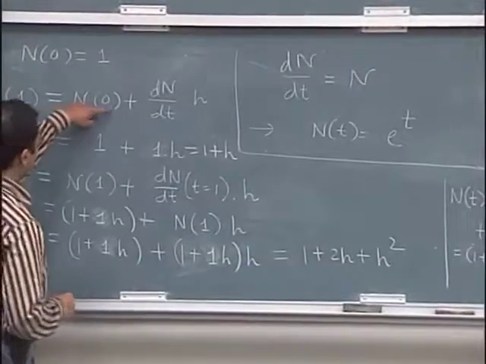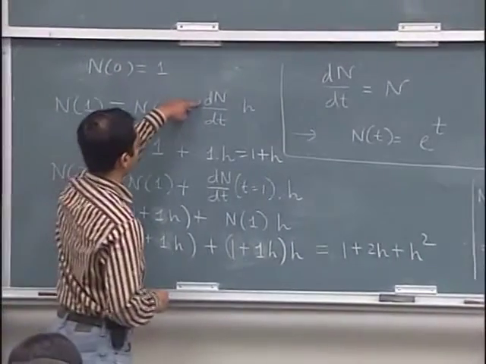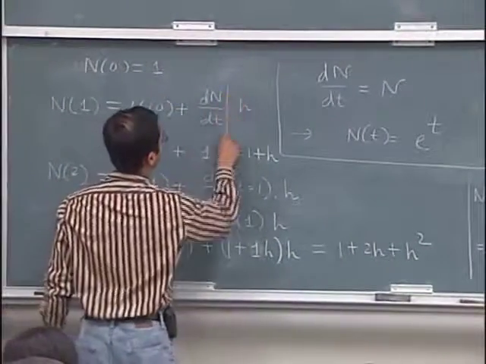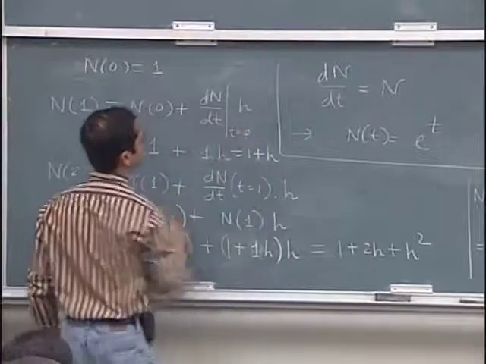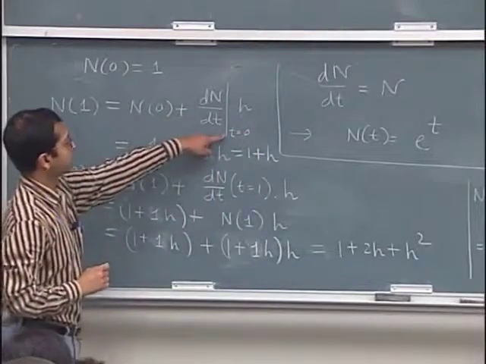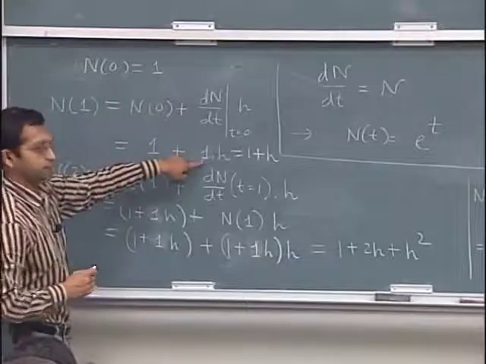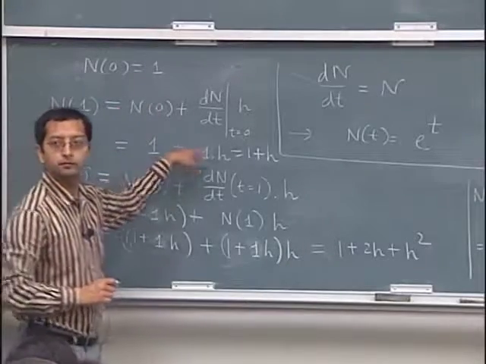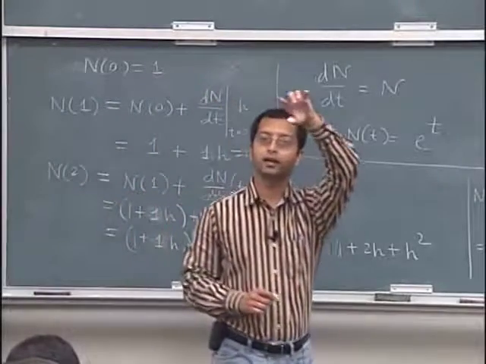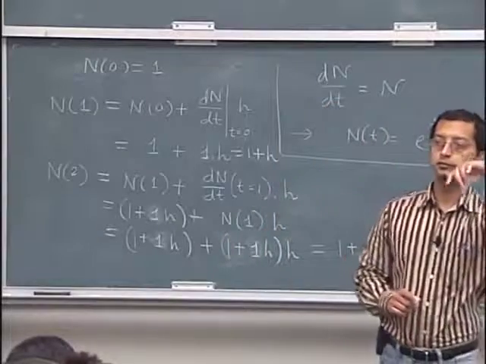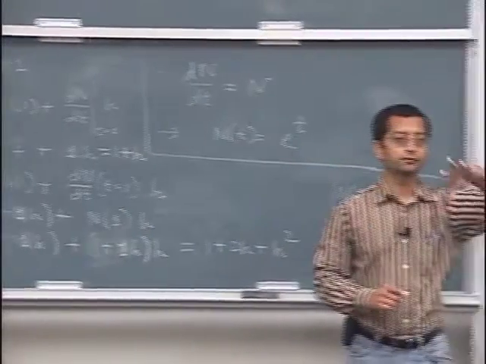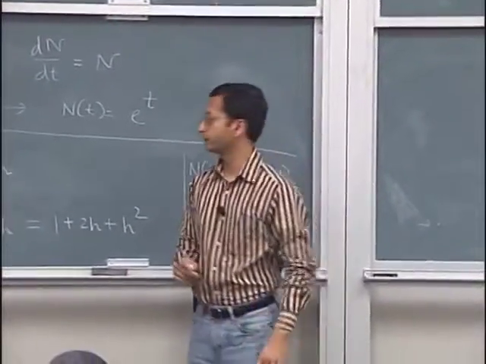So n0 is 1, and dn/dt at t equals 0 is n of 0, which is 1. Did you not follow at the back? Do you follow what's happening? If you don't follow, just let me know.